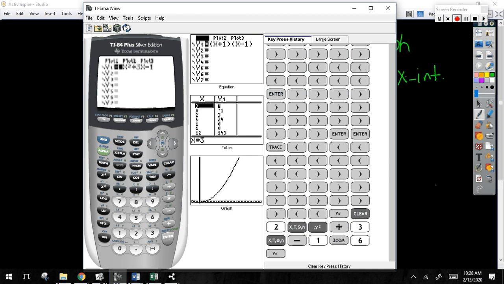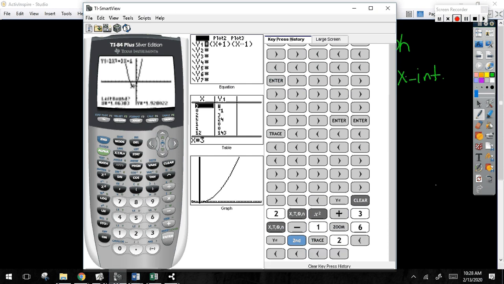But for right now, I just want you to know how to find the zeros. All right, so if I find the zeros here, I want to do second trace, zero. We're trying to get the x, right? So I'm going to go left bound. All right, notice there's 2 here. Start going left and right and you'll find it. If you look at the bottom, the coordinates that are on the bottom are the coordinates of where your spider is right now.